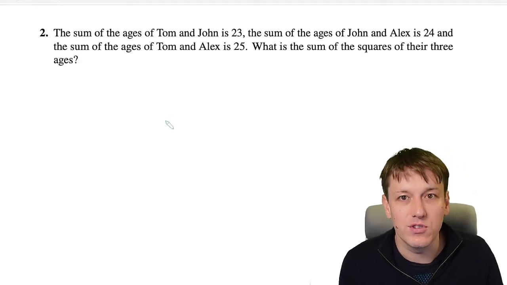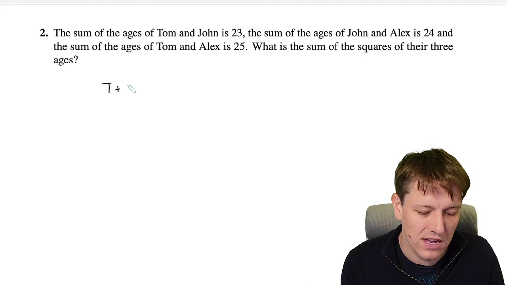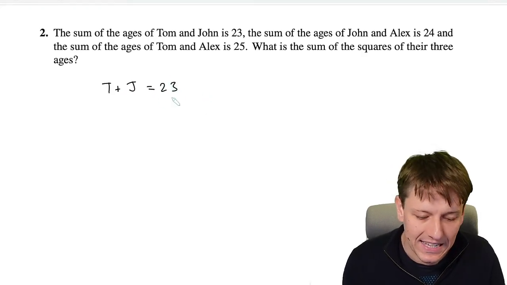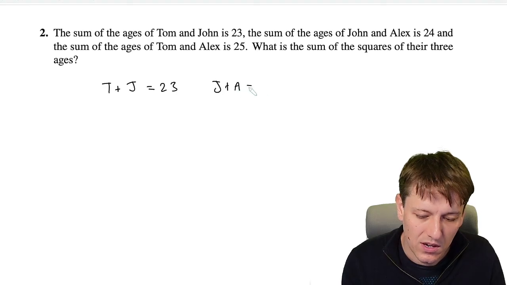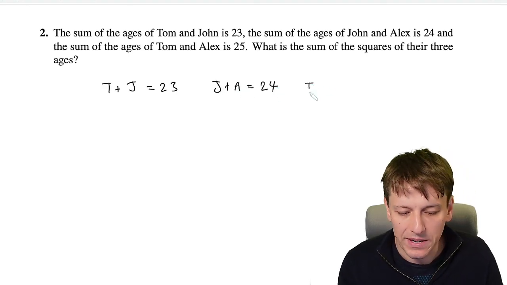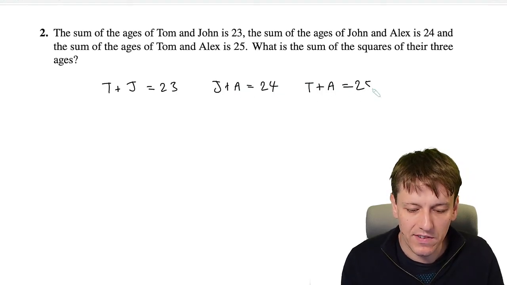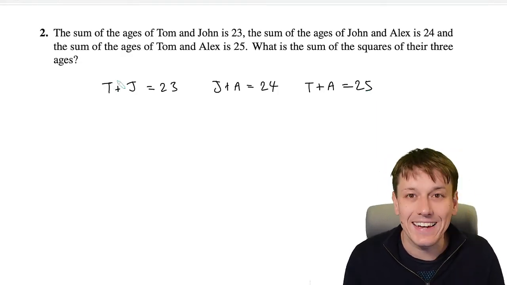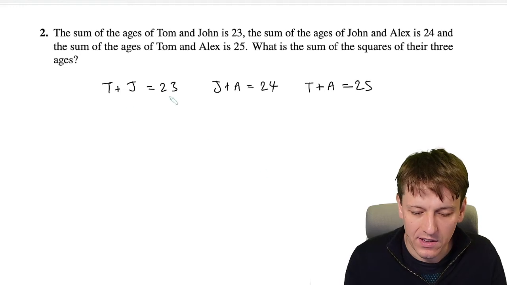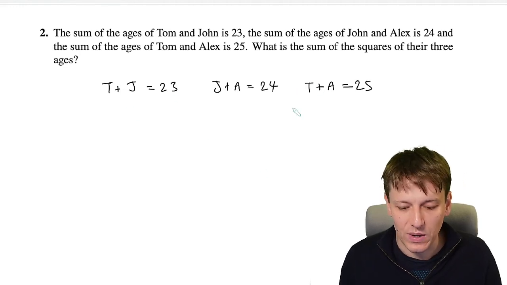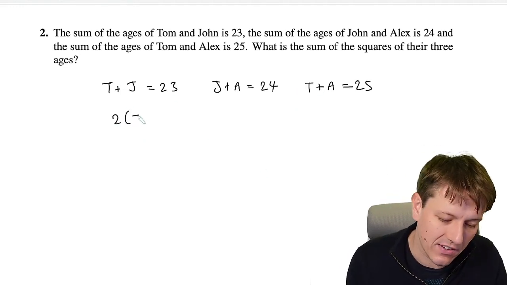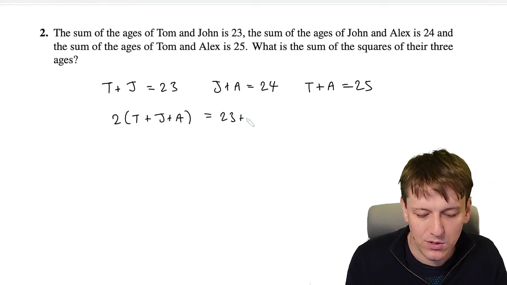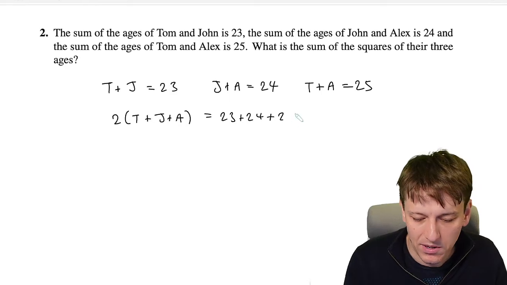So we've got Tom and John's ages sum to 23, so t plus j equals 23. John and Alex's sum to 24, and Tom and Alex sum to 25. So just call the ages t, j and a here. And if you add all of these three equations together, there will be 2 t's, 2 j's and 2 a's in all of them. So if I add them together, I just get 2 lots of t plus j plus a equals 23 plus 24 plus 25.